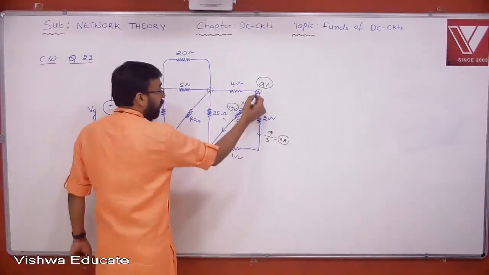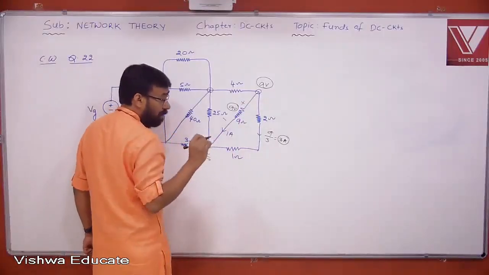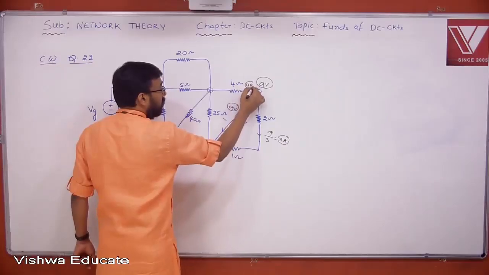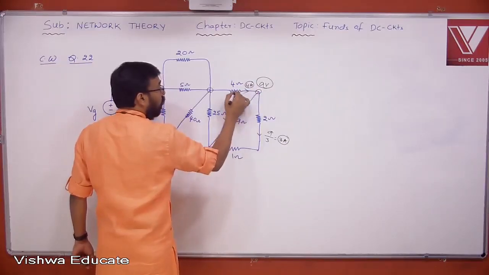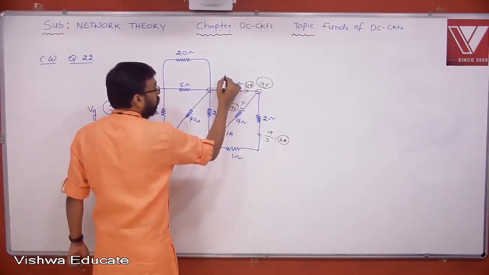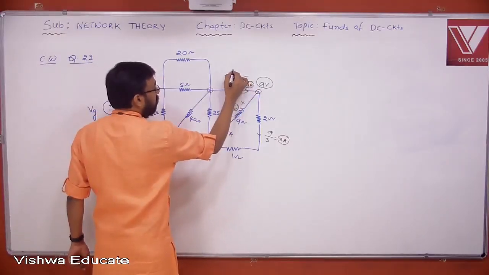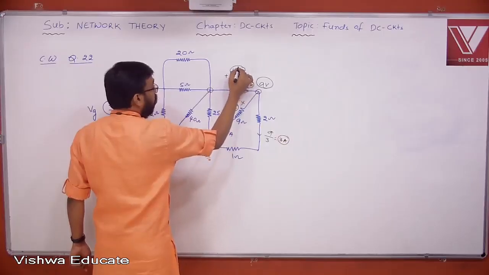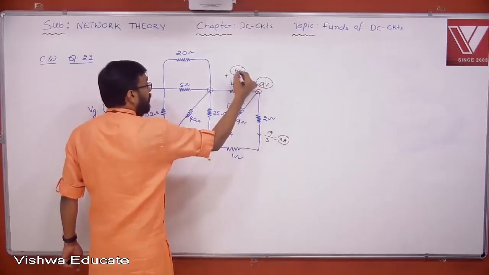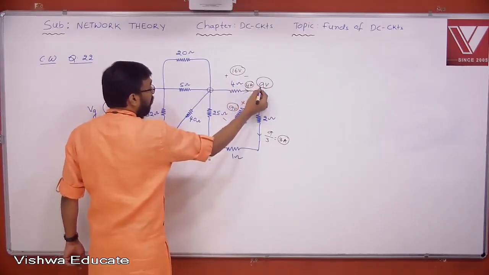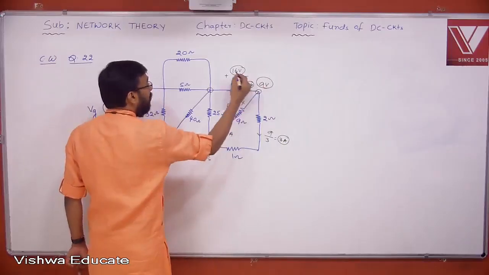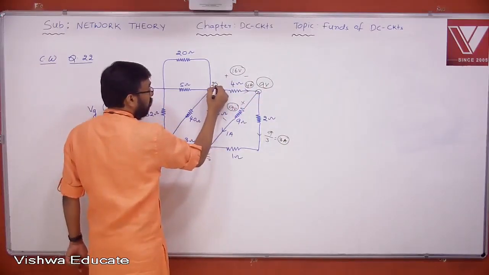Okay. 3 amperes leaving, 1 ampere leaving, total 4 amperes leaving. How much should enter? 4 amperes. To satisfy Kirchhoff's current law at this node, 4 amperes is supposed to enter. 4 into 4 plus minus 16 volts. I'm not writing all the details. You can easily understand now. 9 plus 16 will give you 25 because you are jumping from lower potential to higher potential. You take the voltage. 9 plus 16, 25 volts.